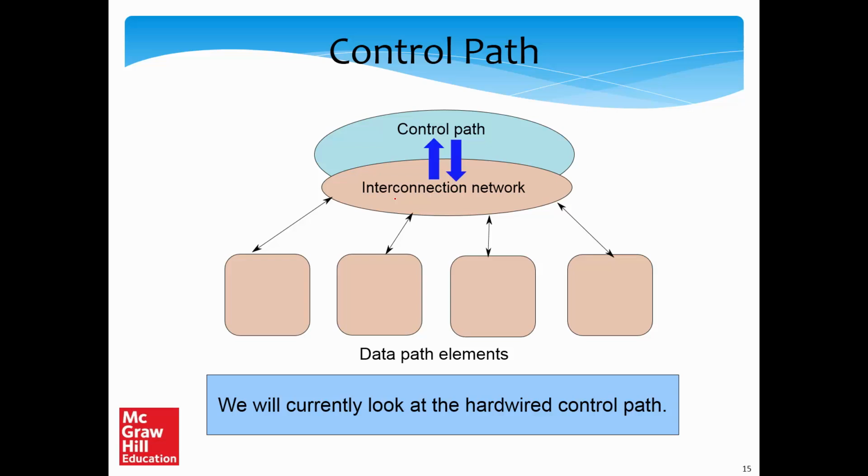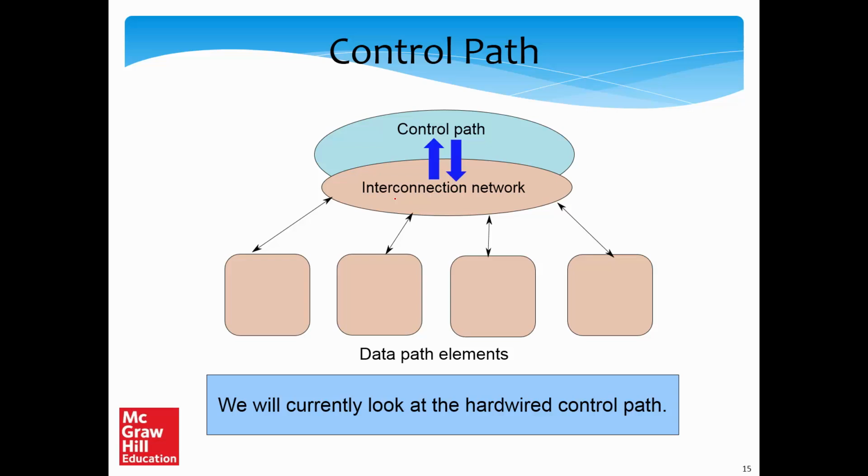Alright, so now that we have the data path and the control path, the control path has a control unit, and it has an interconnection network where it sends wires to all the elements inside the data path. So this controls the movement of data, instructions, and values inside the data path, similar to what we have in a traffic network. The traffic network is the data path, the cars are the instructions themselves, and the controllers for the traffic lights and so on are part of the control path.